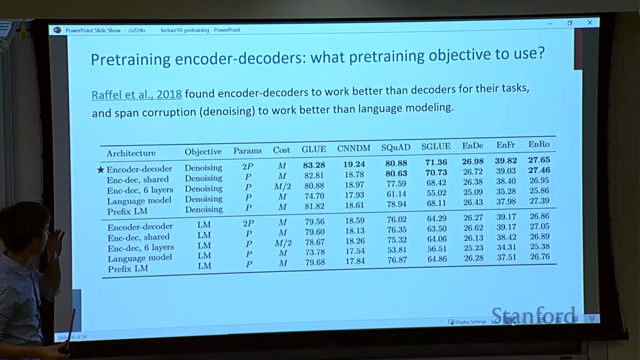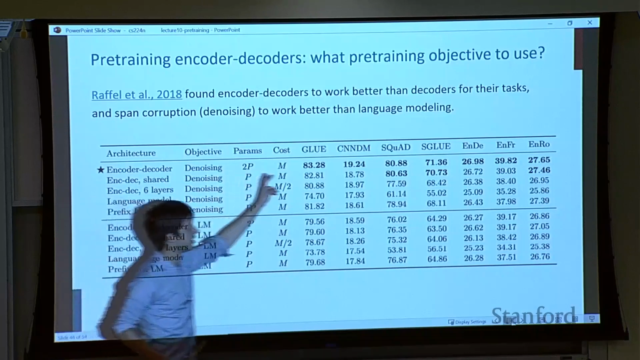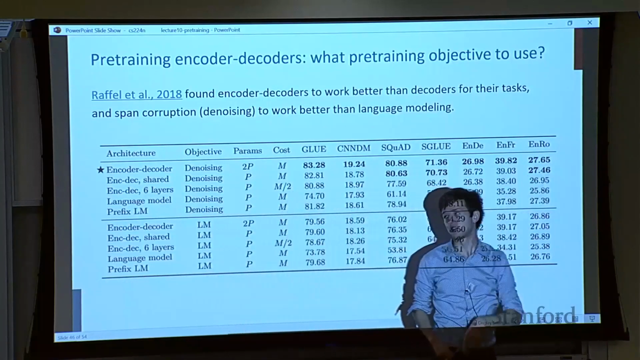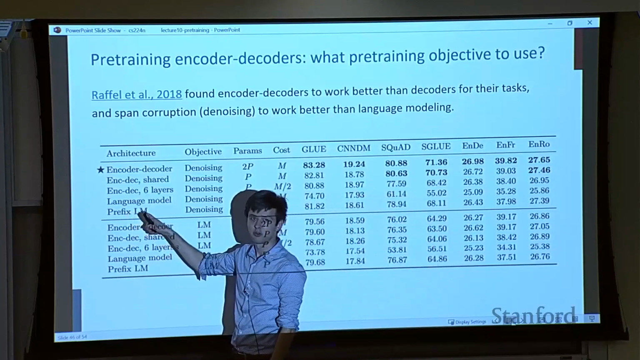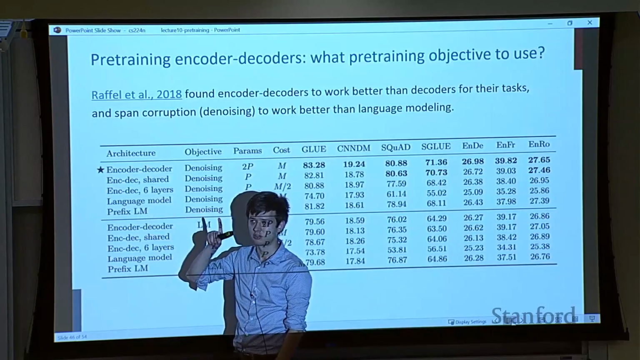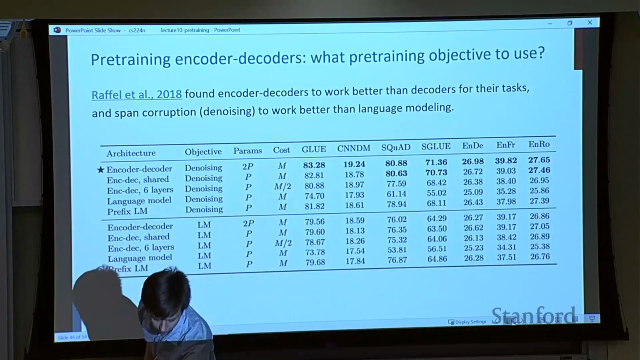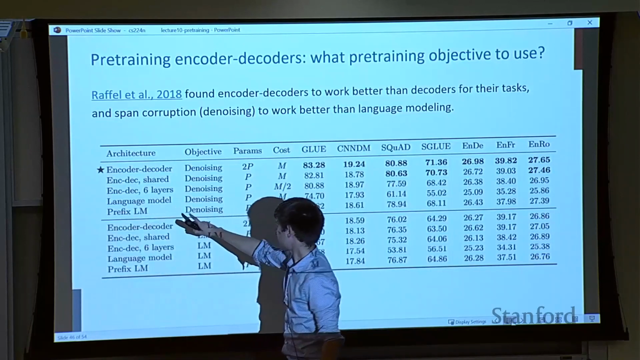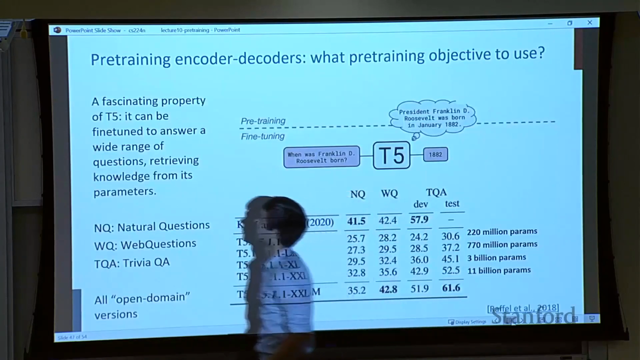There are a lot of numbers, I realize. But look at the star here: this encoder-decoder with a denoising objective tends to work the best. They tried similar models, like a prefix language model, which was the first try at defining a pre-training objective for encoder-decoders. They had a number of other options, but what worked best were the encoder-decoders.